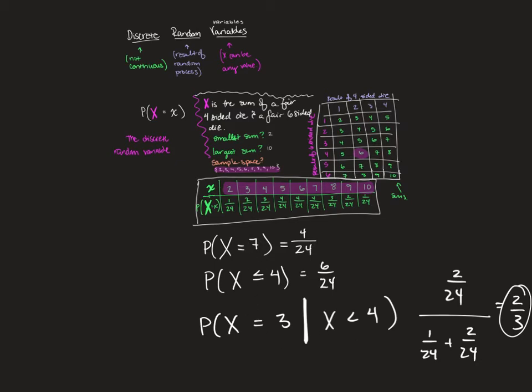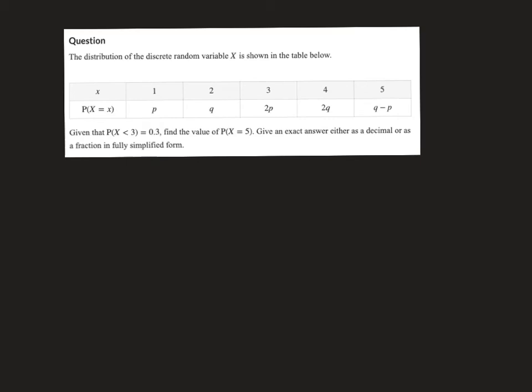So let's go through a quick example. We did this in class, but if you missed class, here you go. We've got a distribution of a discrete random variable X. The possible outcomes are 1, 2, 3, 4, and 5, and they've just given us letters. Well, what we know is that all of these right here have to sum to 1, so I'm just going to write that out. P plus Q plus 2P plus 2Q plus Q minus P equals 1.